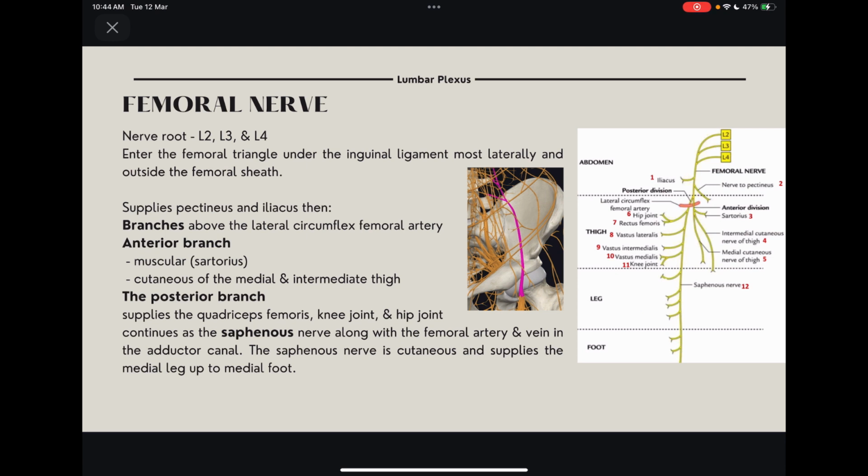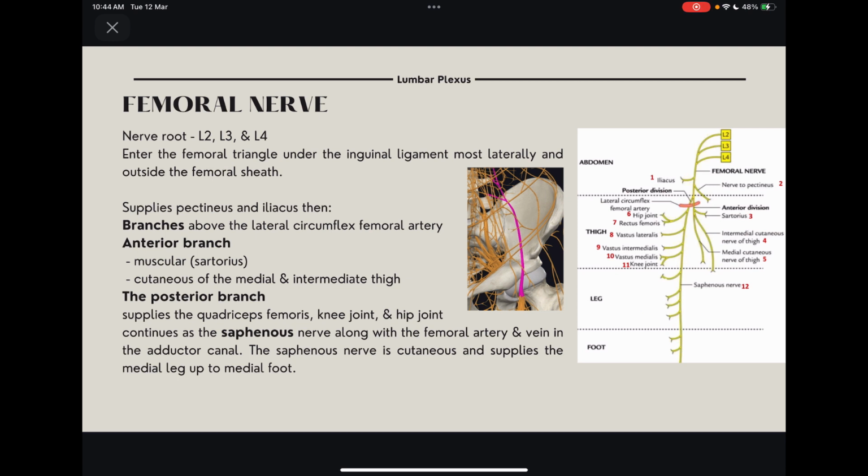So the femoral nerve will initially supply the pectineus and then the iliacus. Then it goes under the inguinal ligament, most laterally outside the femoral sheath. And above the lateral circumflex femoral artery, it will divide into an anterior branch and a posterior branch. The anterior branch will mainly supply the sartorius muscle, and then it will divide and give 2 main cutaneous supplies. It will supply the intermediate thigh and the medial thigh, so the intermediate cutaneous nerve of the thigh and the medial cutaneous nerve of the thigh.